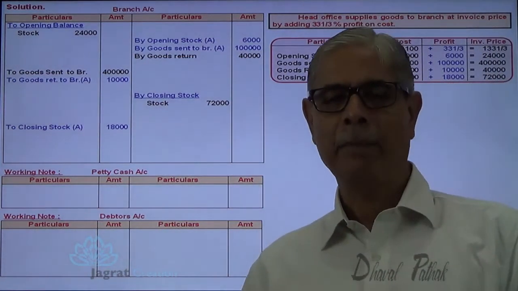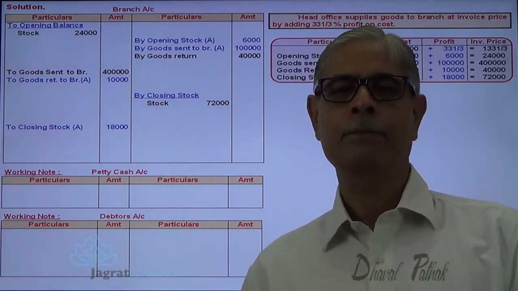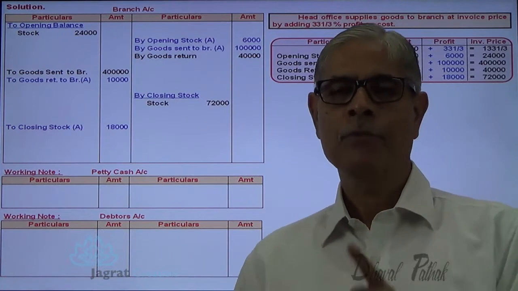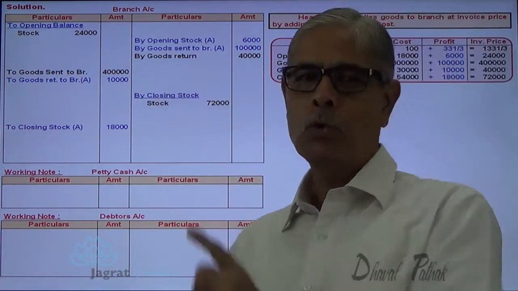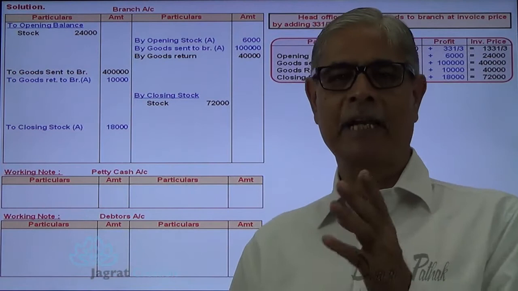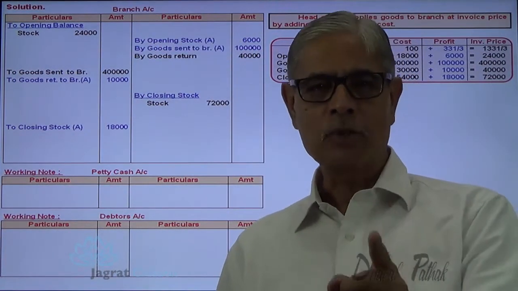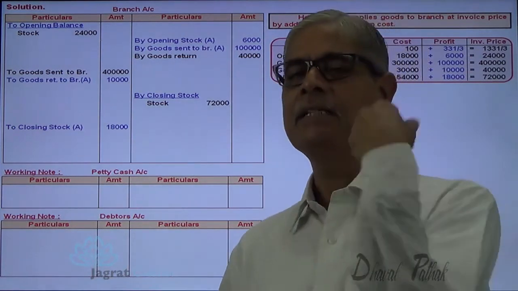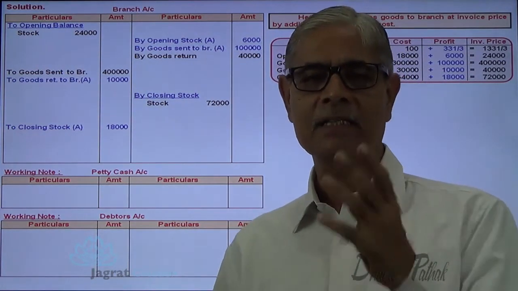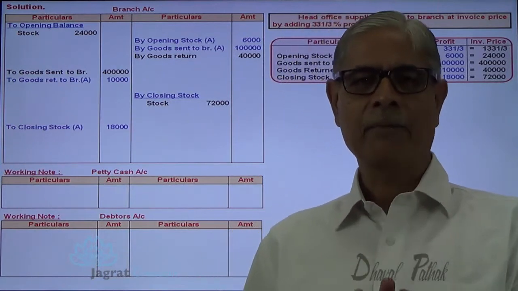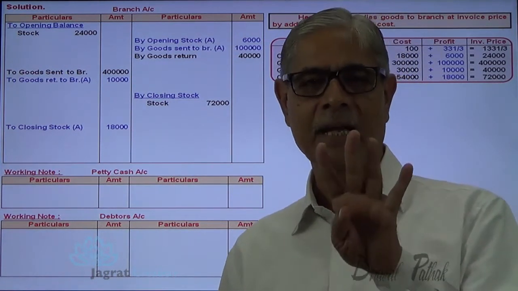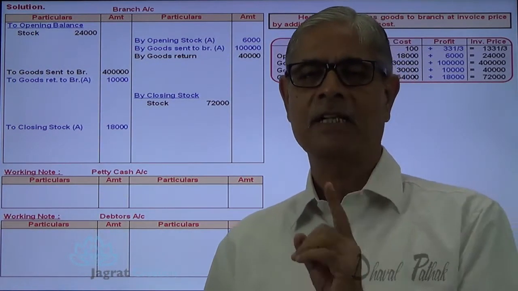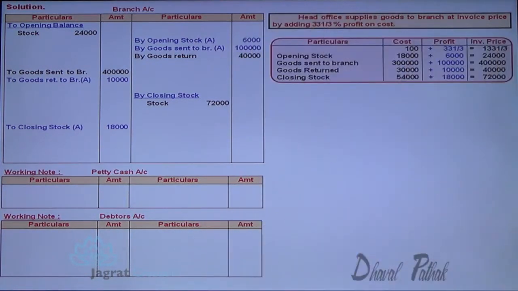So I wanted to make clear how the invoice price element, if given in the sum, how should it be treated? Remember, opening stock, goods sent are recorded at an invoice price, profit element is recorded in the opposite side. Goods return and closing stock is recorded in the branch account at an invoice price, profit element therein is recorded on the opposite side, that is debit side, by an adjustment entry. The net effect, all these four transactions are identified in the branch account for the purpose of finding out the profit at cost. That's an important point to be understood.